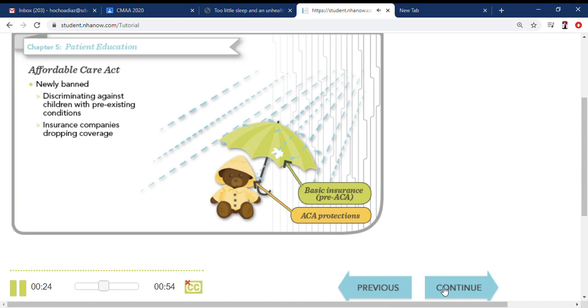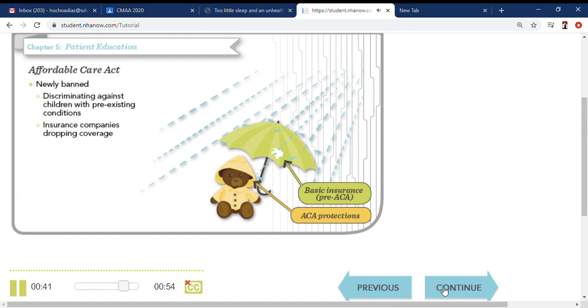Ban on discriminating against children with pre-existing conditions. Before reform, insurance companies could deny a family insurance because of a child's pre-existing illness or disorder. As of 2014, this practice is not allowed.